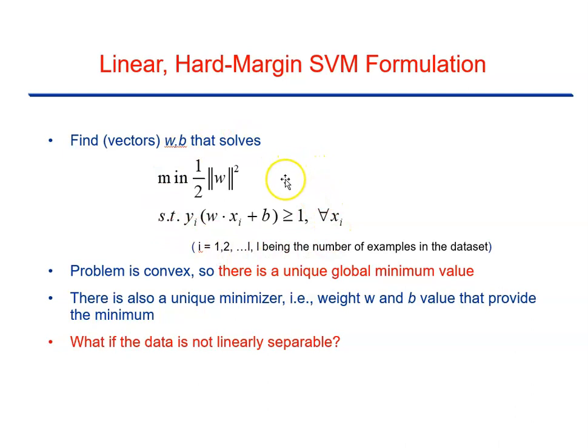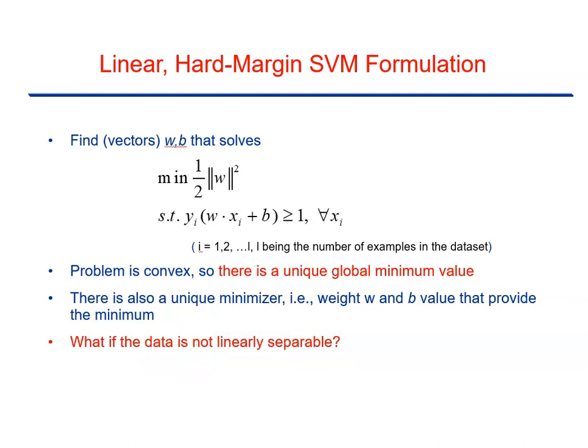Why is it called hard margin SVM? It is because we do not allow misclassifications. We do not allow any examples to fall in between the margins. If the two classes are linearly separable, like in our previous example, there is only one unique global minimum value for this function, right? So the error function has a nice bowl-like shape where there is only one global minimum, and then there is a unique value of W and b for which that function has a minimum value. So this is what happens when the two classes are linearly separable.